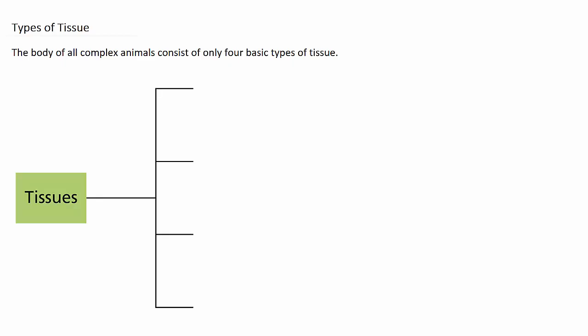Multicellular organisms are quite complex, so it's quite amazing that they comprise only 4 basic types of tissues, which are connective tissue, epithelial tissue, nervous tissue, and muscle tissue. So we'll take a look at those 4 different types of tissue in more detail.